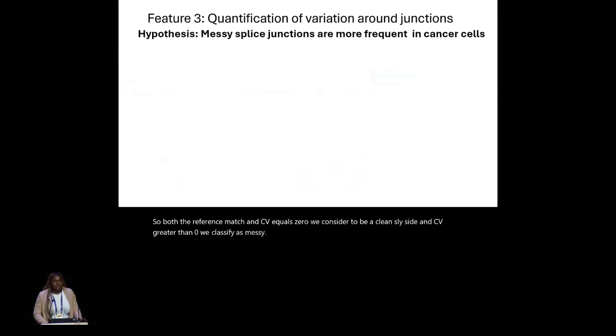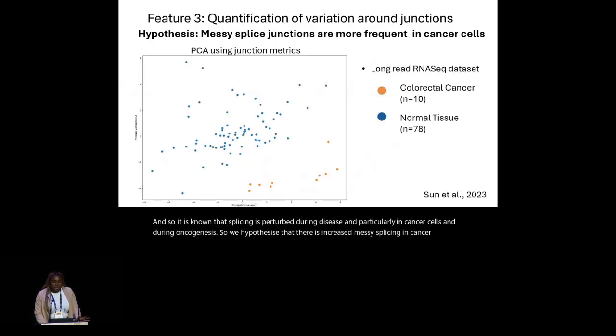And so it is known that splicing is perturbed during disease, and particularly in cancer cells and during oncogenesis. So we hypothesize that there is increased messy splicing in cancer cells. And so in a preliminary analysis, we use a publicly available long-read RNA-seq dataset of colorectal cancer tumor samples and adjacent normal tissue. And we calculated the CV of the annotated donors and acceptors.